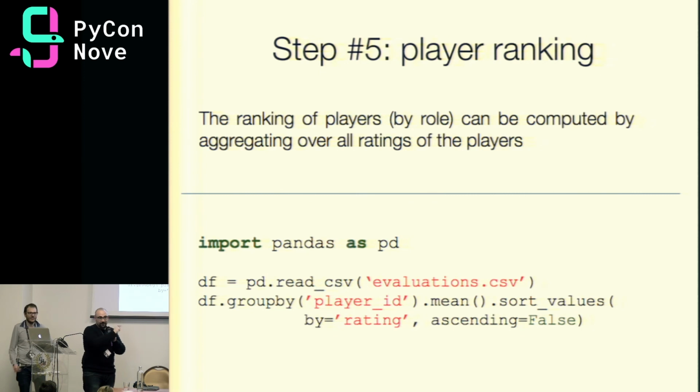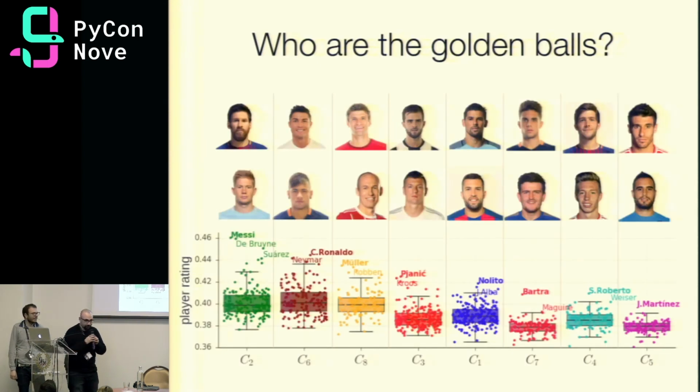Since it is meaningless to compare a forward with a defender, it is meaningless to provide one Ballon d'Or. So we provide 8 Ballon d'Or rankings, which are these ones. These are all the clusters we saw before, and you can easily recognize well-known faces.